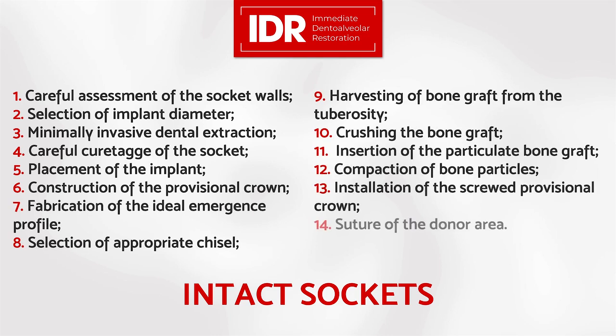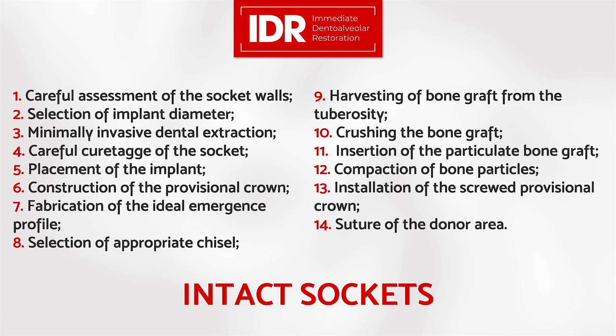Step 1. Careful assessment of the socket walls. 2. The selection of implant diameter. 3. Minimally invasive dental extraction. 4. Careful curettage of the socket. 5. Implant placement. 6. Construction of the ideal provisional restoration. 7. How to fabricate the ideal emergence profile. 8. The selection of the suitable chisel.